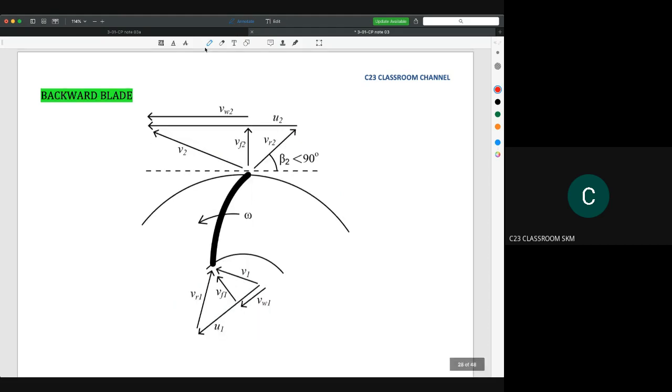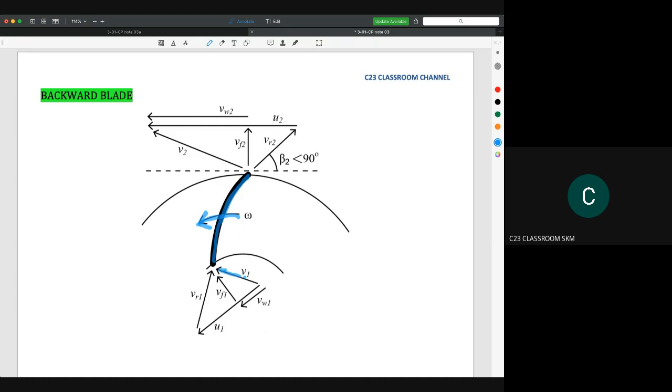So then we go for the third one, the backward blade. This is the most common question using the backward blade. I think we could go faster here. You know the shape of the blade like this one, and you could determine the rotational speed like this one, and then we could determine the actual velocity.